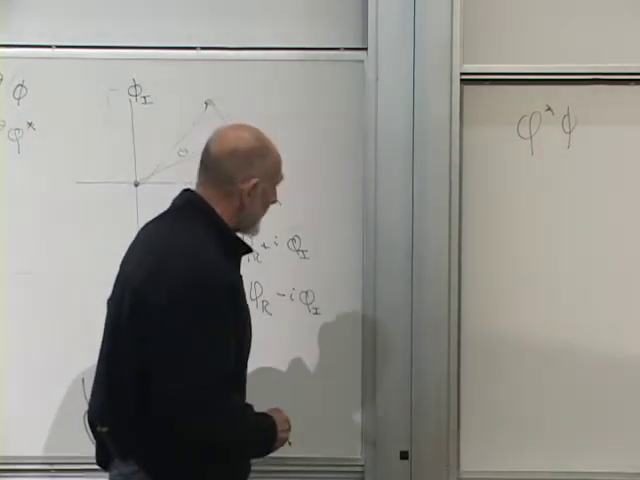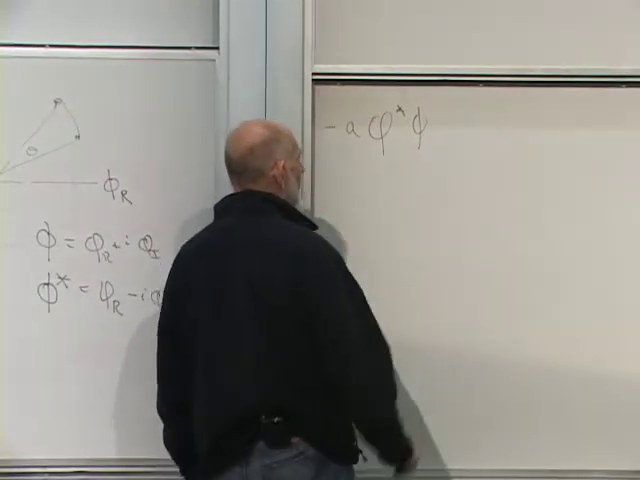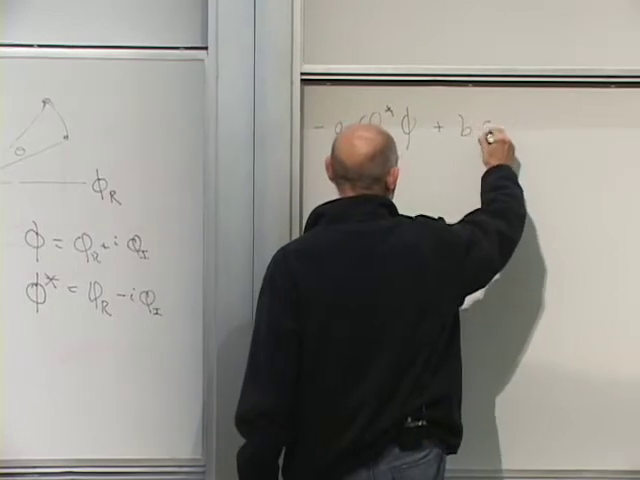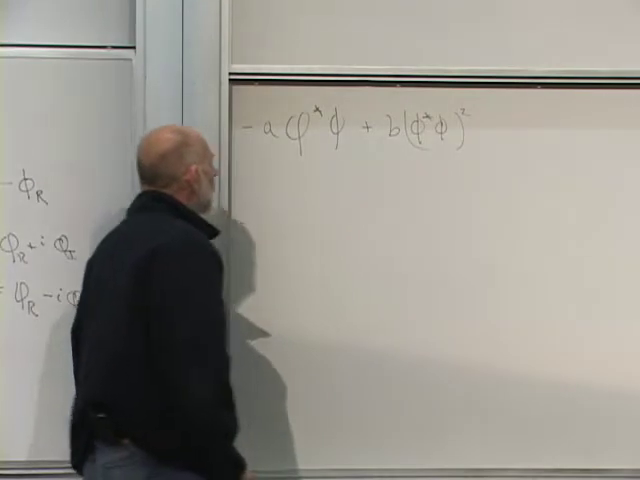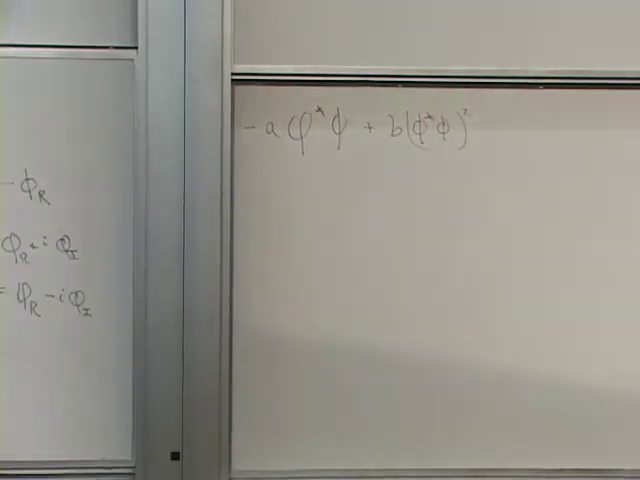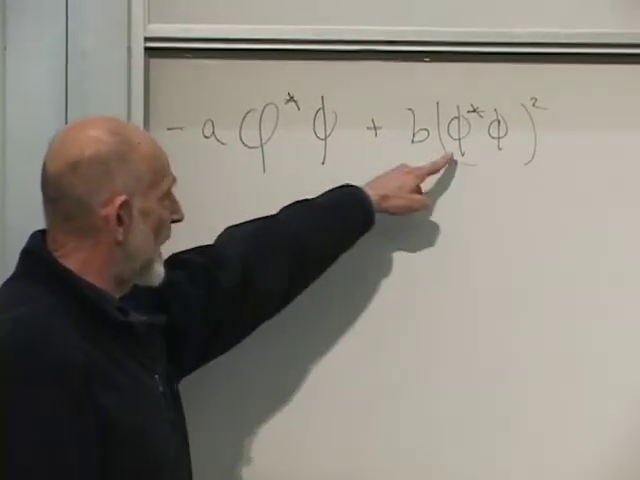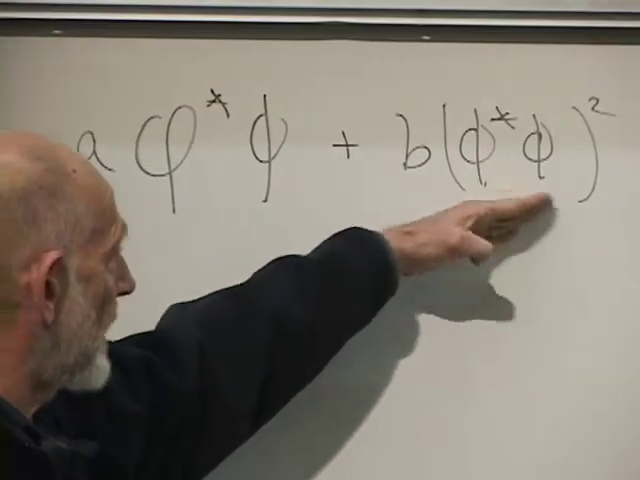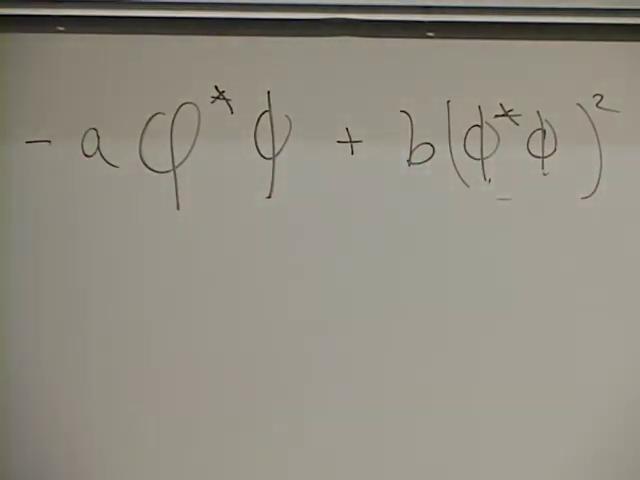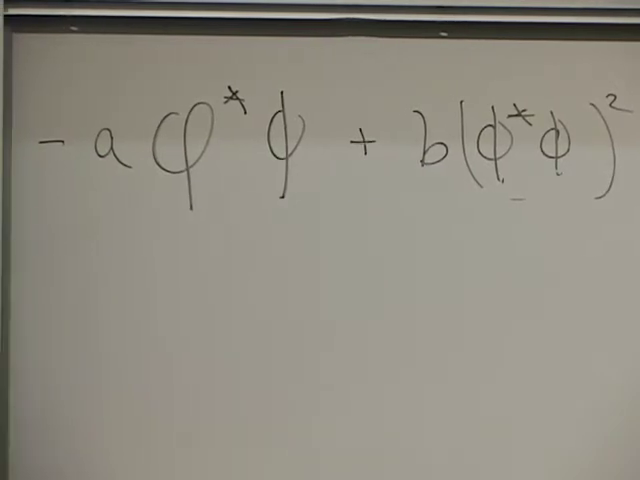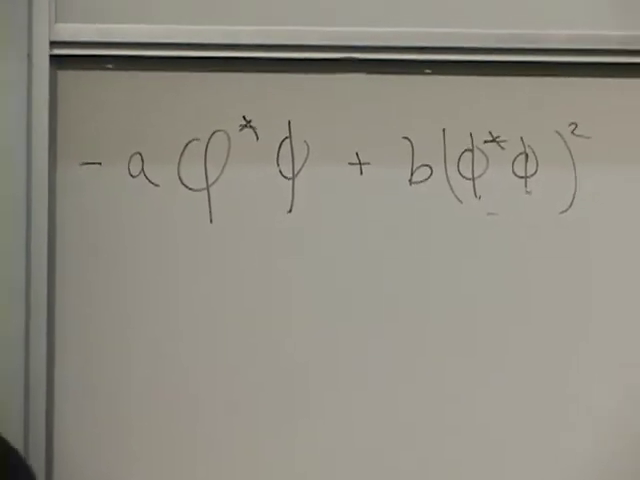But now let's write another potential. Let's write minus A times this plus B times phi star phi squared. This potential has the property that near the origin, this is bigger than this. When phi is small, this is like phi to the fourth, and phi to the fourth is much smaller than phi squared. So near the origin, the potential energy is not minimum at zero, but it's maximum at zero.